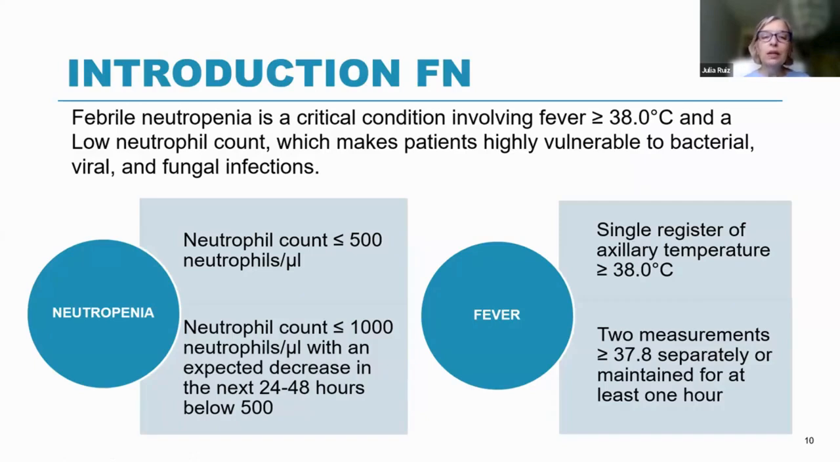So febrile neutropenia is a critical condition involving fever of more than 38 degrees Celsius and a low neutrophil count, which makes patients highly vulnerable to bacterial, viral, and fungal infections. What do we call neutropenia? Neutropenia is when the neutrophil count is below 500 neutrophils per microliter. We also say neutropenia when neutrophil counts are below 1,000 per microliter with an expected decrease in the next 24 or 48 hours to below 500. This is usually what could happen, or what will happen, in our transplanted patients.